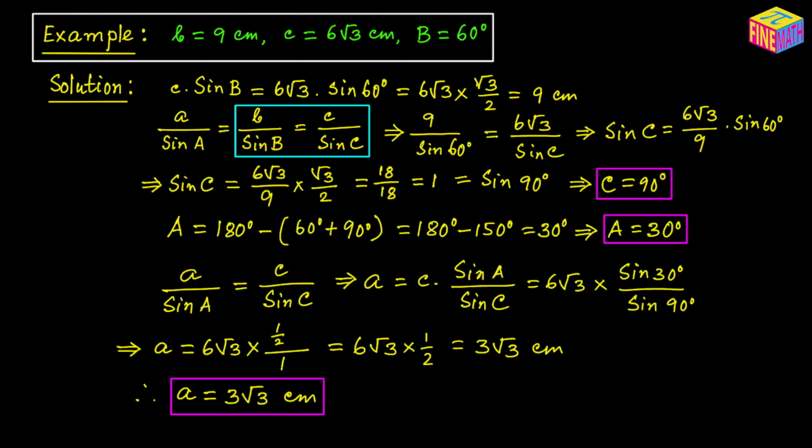Our example was to solve the triangle where B is equal to 9 centimeter, C is equal to 6 times square root of 3 centimeter, and the angle B is 60 degree. That means we needed to find out the 3 other attributes, which are the side length A, the angle A, and angle C, and we have been able to find out all 3 of them. I hope everything made sense here. In the next video, we are going to discuss about another scenario where angle B is an acute angle.